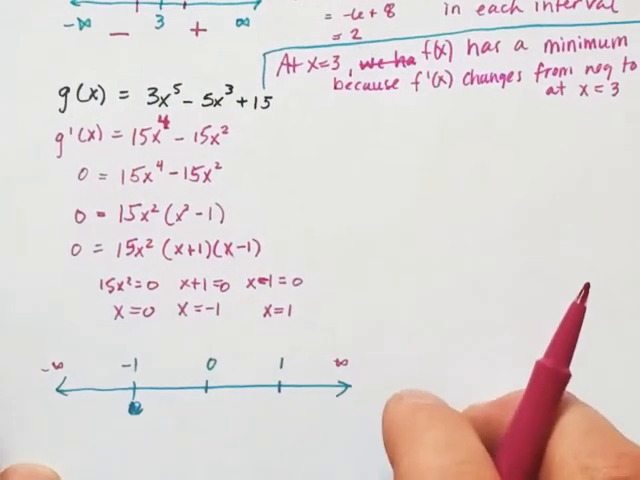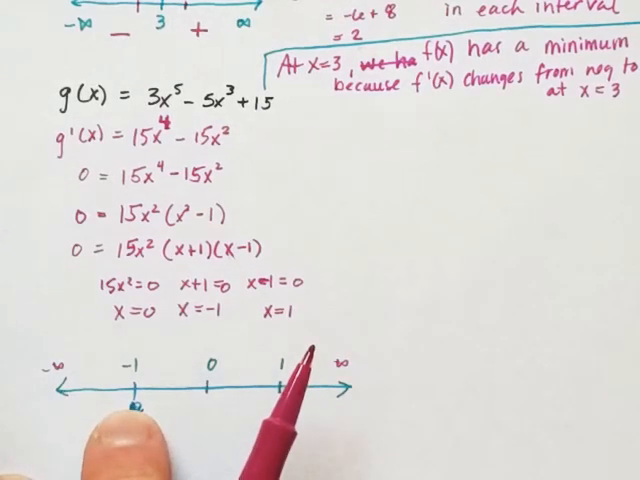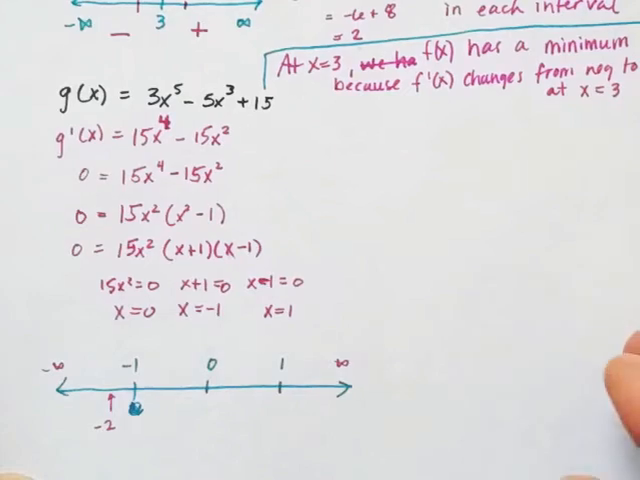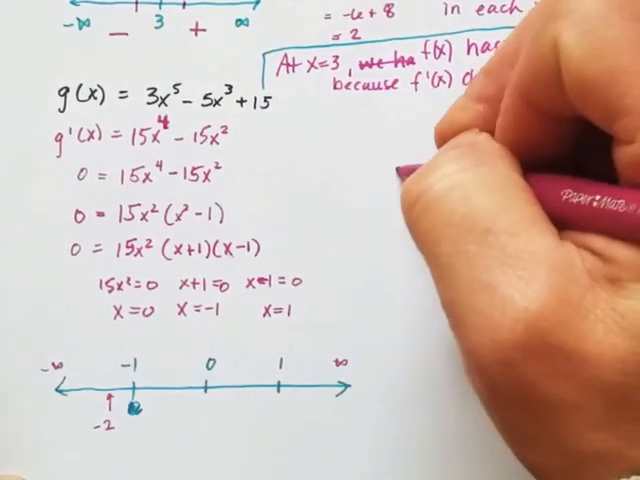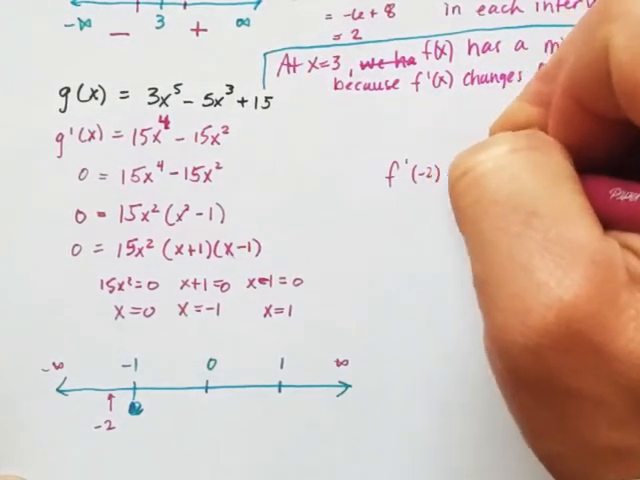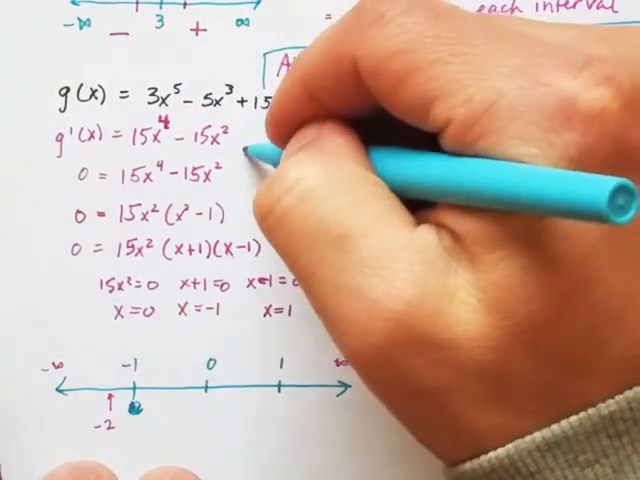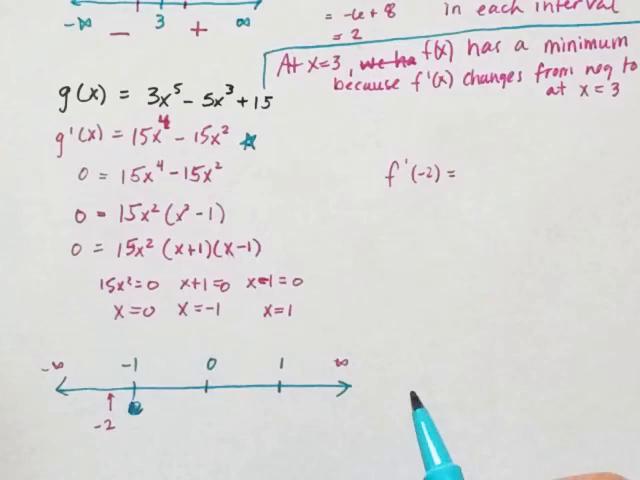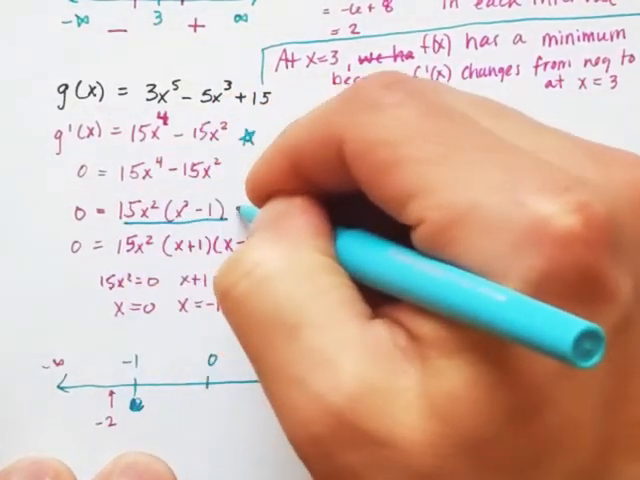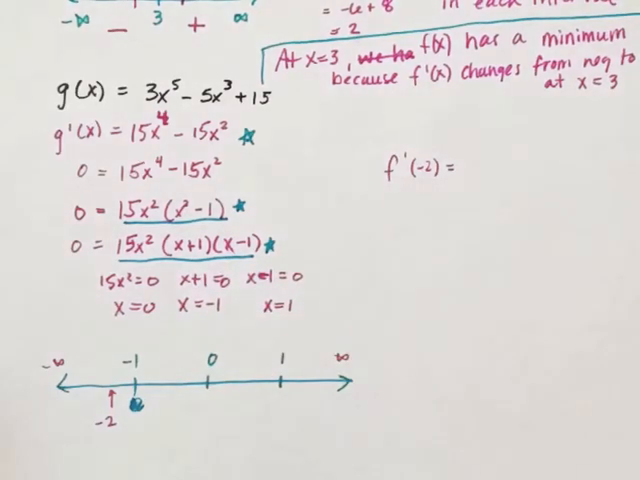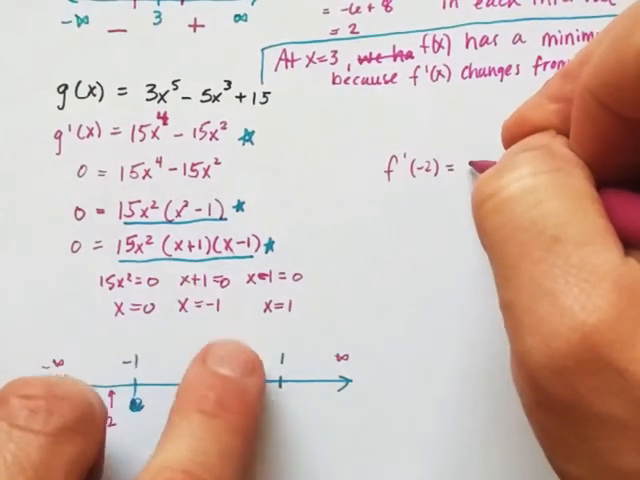So we have to pick out a number in each case. So think about what is to the left of negative 1. Well, I'm going to plug in negative 2. So off to the side, let's actually find f prime of negative 2. And let's see, I'm going to put a star next to my formula that I'm going to be using. I actually could use this one instead, or I could use this one instead. It's really up to you. I'm going to use the last one because it's already factored. That's going to be the easiest way to use my sign test.